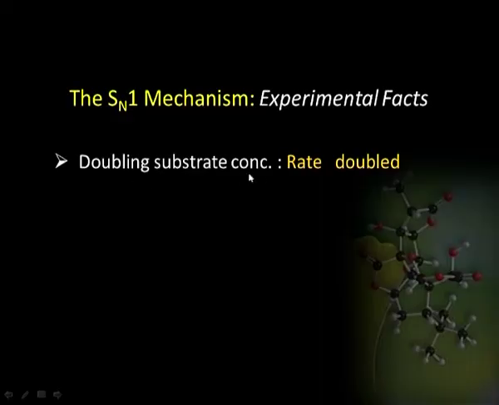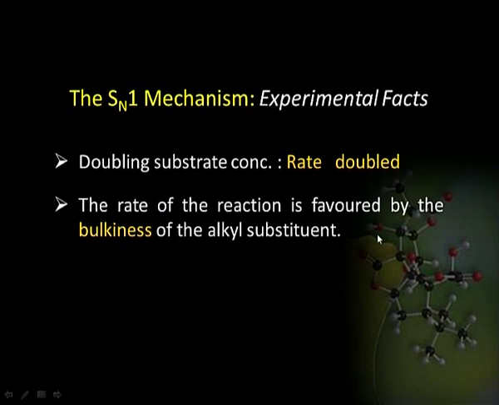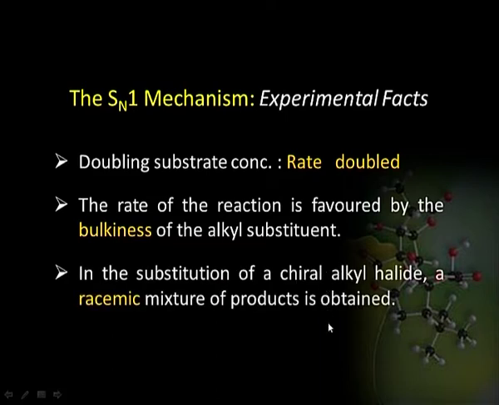The experimental facts substantiate the SN1 mechanism, and it has been observed that doubling of substrate concentration doubles the rate of an SN1 reaction. The rate of the reaction is favored by the bulkiness of the alkyl substituent. In the substitution of a chiral alkyl halide, a racemic mixture of products is obtained, which will be justified when we look into the exact mechanism of this substitution reaction.